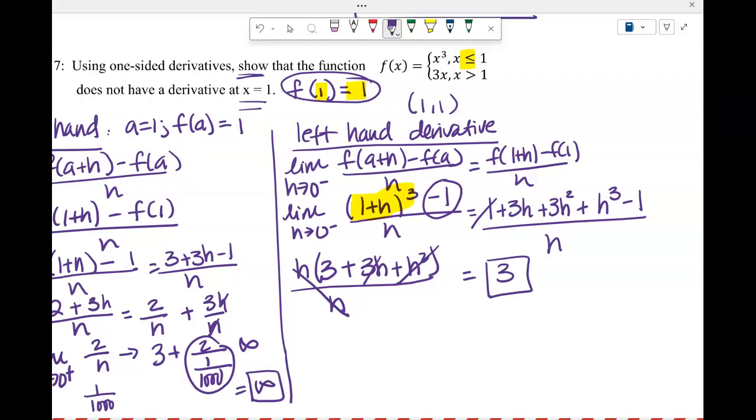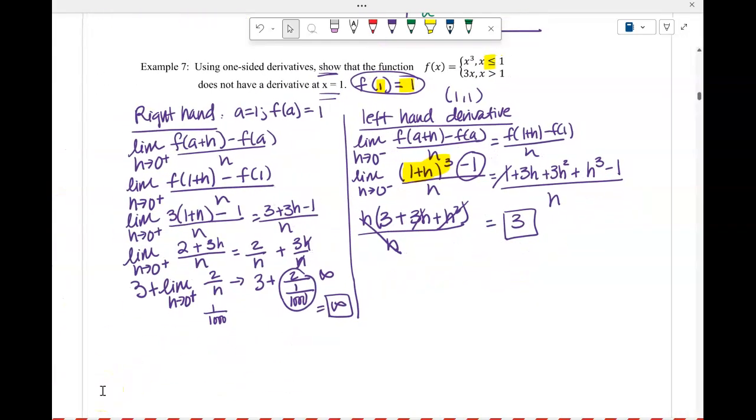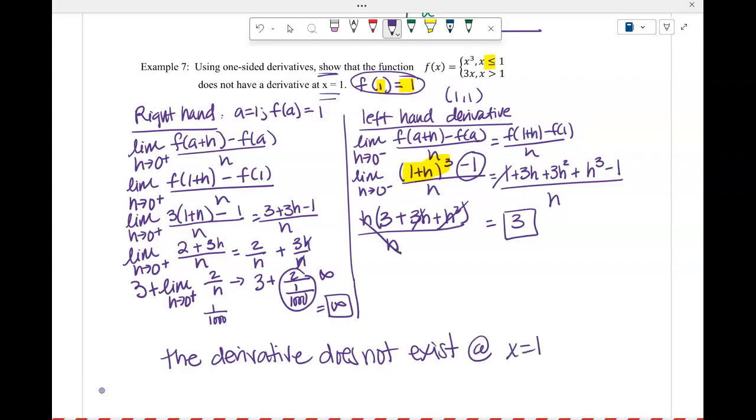The slope coming from the right side is not 3, so these are not the same. So let's pinch it in and write our final answer. The derivative does not exist at x equals 1 because the left and right derivatives are not the same.